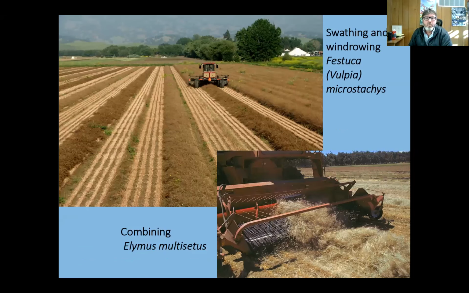And it creates a windrow. If you look at the photo in the upper left, you can see the swather cutting a field of Festuca microstachys. It's leaving a windrow behind. After that material is cut, it's allowed to dry, and then it's picked up by a combine. You can see the combine picking up the material there on the bottom right. Next slide.